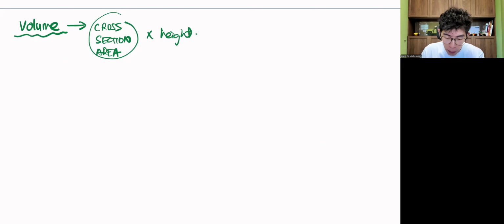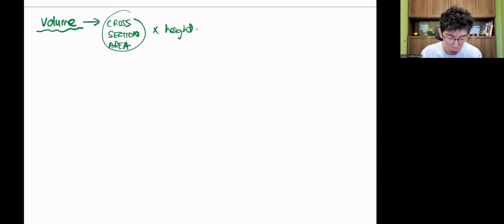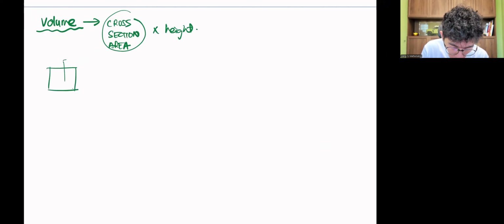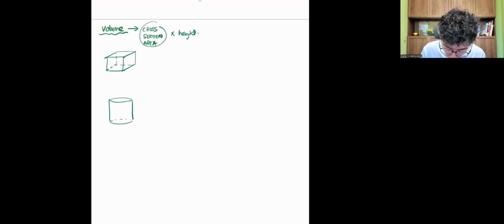Okay, so I'm going to show you now. We have a few types of cross-section area. Everyone, this is like a cuboid shape. A cuboid. Okay, this is the one. Then of course, we have another one which is a cylinder. And of course, we have another one where it looks like this. This is a prism.